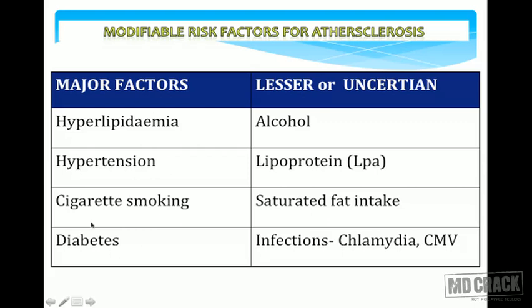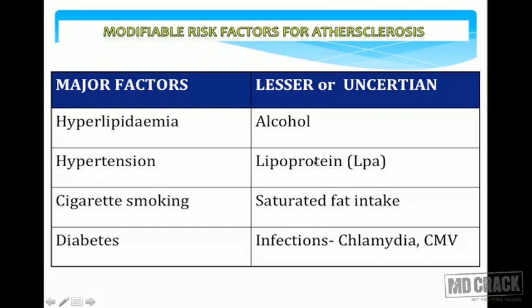So these are the ones which you can control and you can modify, right? Hypertension, you can keep it under control. Cigarette smoking, you can totally stop or quit. Diabetes, you can control your diabetes. Hyperlipidemia, there are lipid lowering drugs available, which can be used.